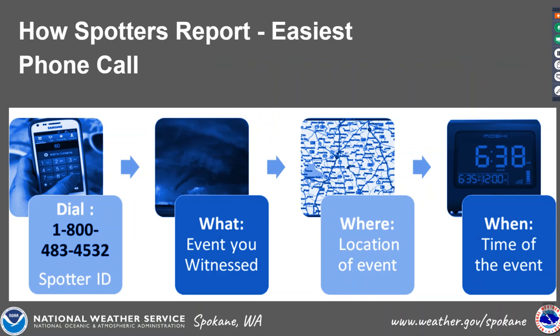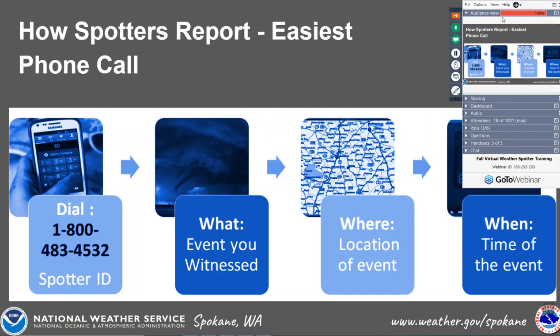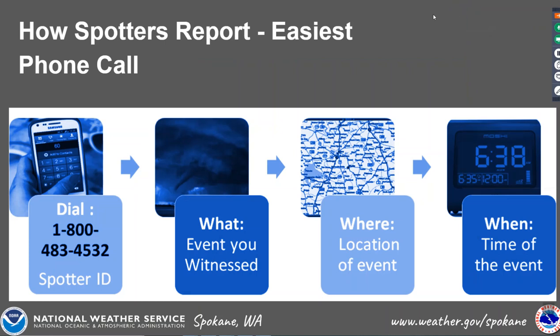There are different ways that you can report. The easiest way is to call our office with our spotter line, and to report, you would report what you witnessed, where you are, and the time of the event. And then if you needed to report, for example, snowfall amounts or rain totals or hail size, you would include that as well.